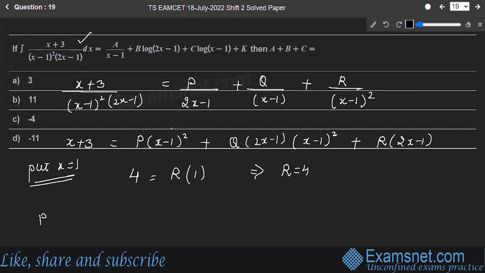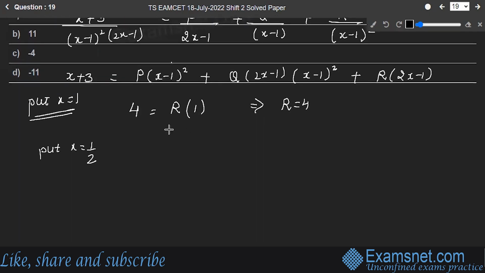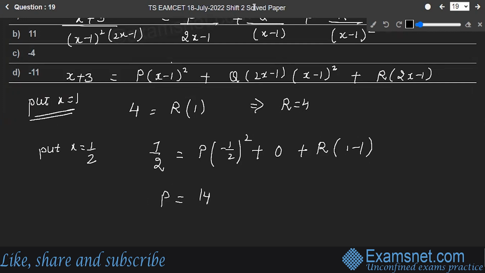Now let's put x is equal to 1 by 2. So when you put x is equal to 1 by 2, this will be 7 by 2 plus p into minus 1 by 2 square, and q will be equal to, like, this will be 0, right? So this will be 0 plus r 1 by 2. This is 1 minus 1. So ultimately you will get the value of p is equal to 14.